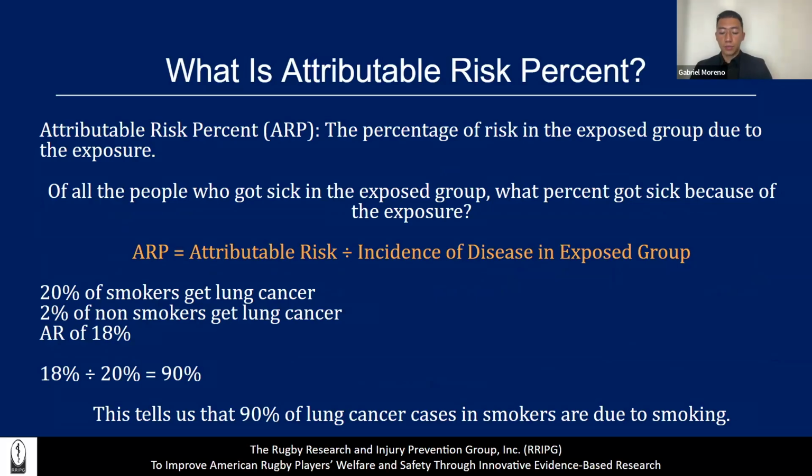This is the percentage of risk in the exposed group due to exposure. To make this a bit simpler, of all the people who got sick in the exposed group, what percent got sick because they were exposed to smoking, or to this variable? To calculate this, ARP equals attributable risk divided by the incidence of disease in the exposed group. Like we said before, 20% of smokers got lung cancer, and we have an attributable risk of 18%. So we put that 18 over that 20, which gives us 90%. So out of the total people who got lung cancer, 90% of these cases are due to smoking.